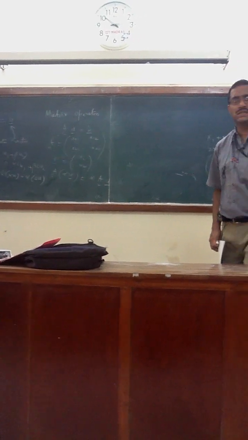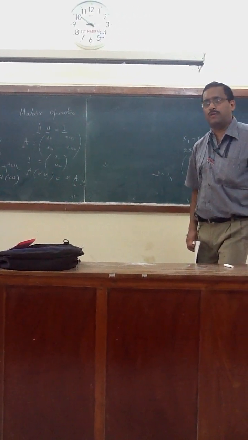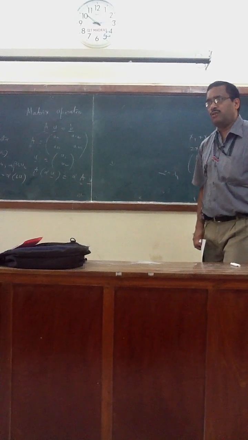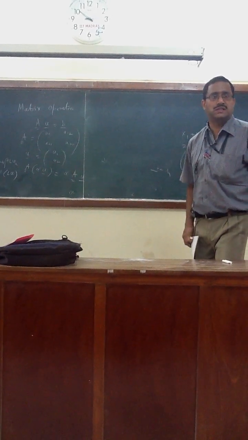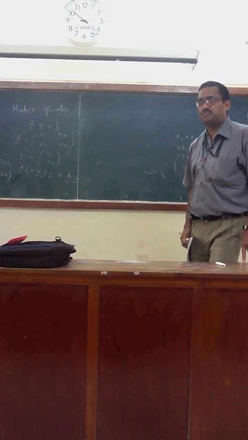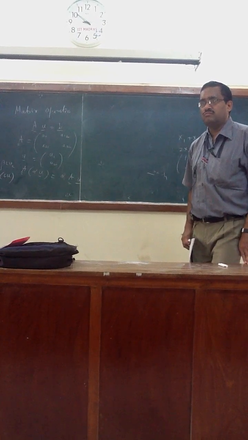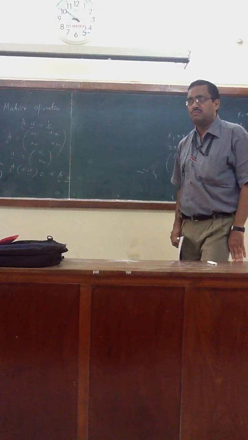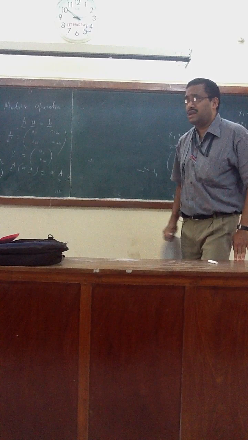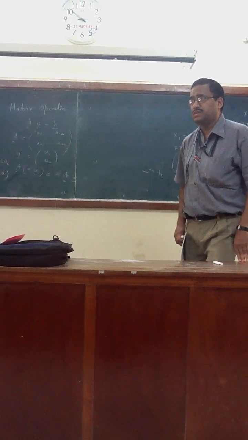Any ideas? Alpha is a scalar quantity. Alpha could be numbers: 1, 2, 3, 4, 5, any numbers. How to prove it? No idea. Matrix operator, I have done it in the last classes. I have done difficult problems. It is much easier.